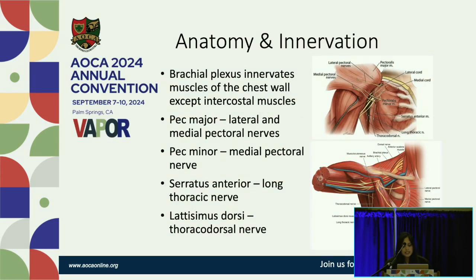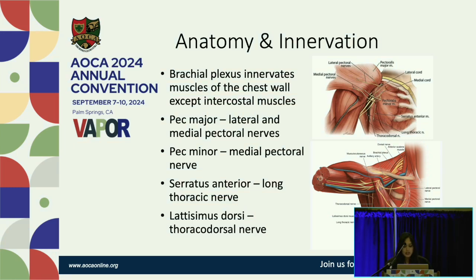So the brachial plexus supplies the innervations to the muscles of the chest wall other than the intercostal muscles, which are supplied by the intercostal nerves. The pectoralis major muscle is supplied by the lateral and medial pectoral nerves. The pectoralis minor muscle is supplied by the medial pectoral nerve. And these nerves arise from the brachial plexus, the lateral pectoral nerve coming from the lateral cord, and the medial pectoral nerve coming from the medial cord.